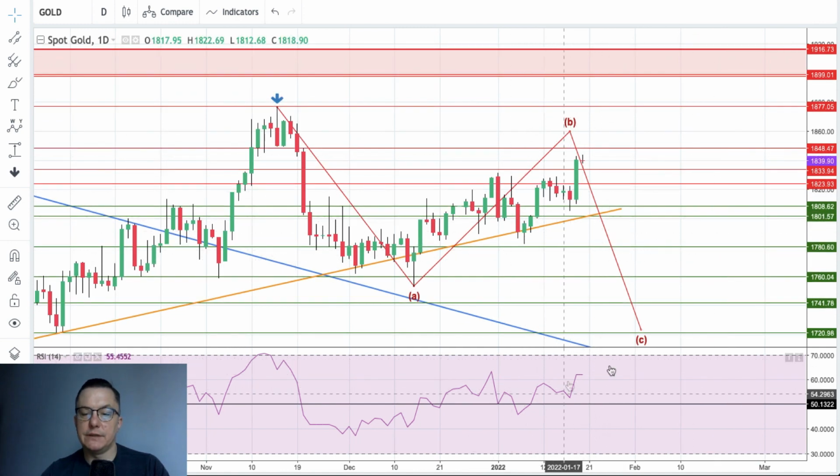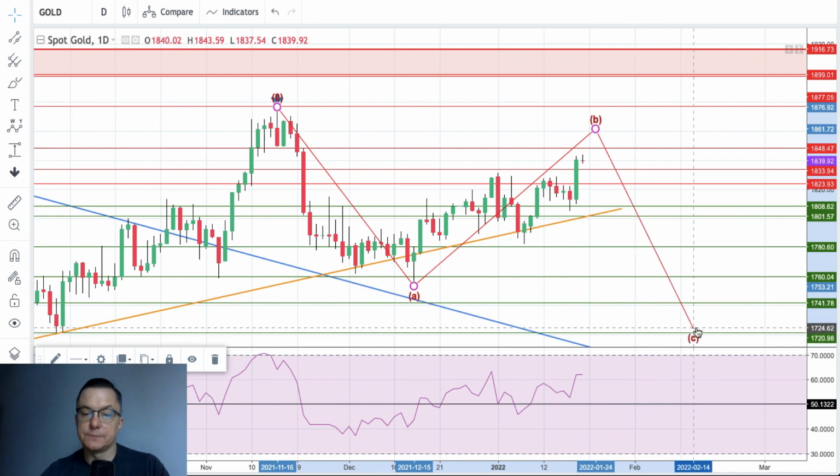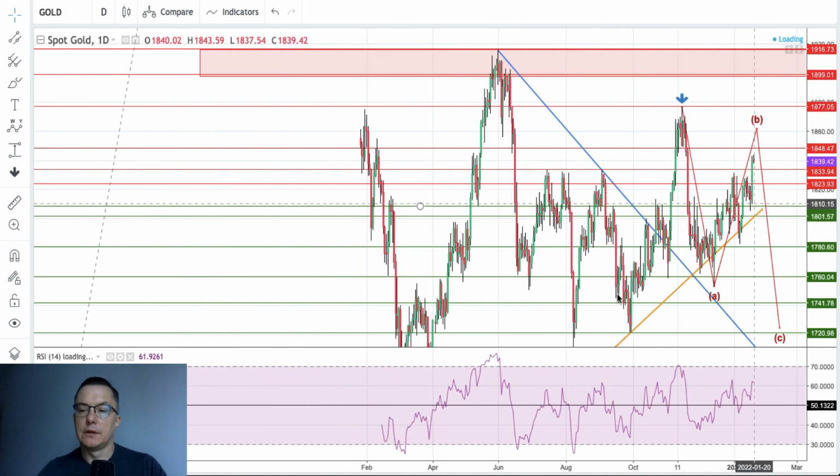The momentum is still positive. It's at the level of 62, pretty strong, but sooner or later the wave B will be done and the wave C will start to develop. So for now, the next target for bulls is 1848, and then eventually 1877. If we break above 1877, our scenario is invalidated, and instead of the wave B, it might be some sort of ending diagonal of the whole move up.